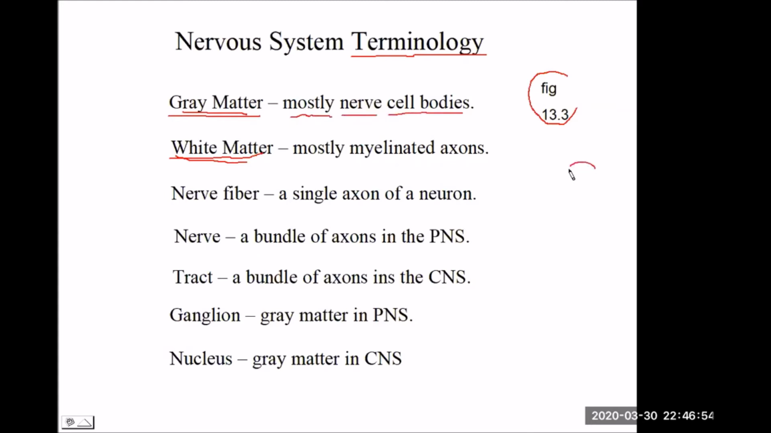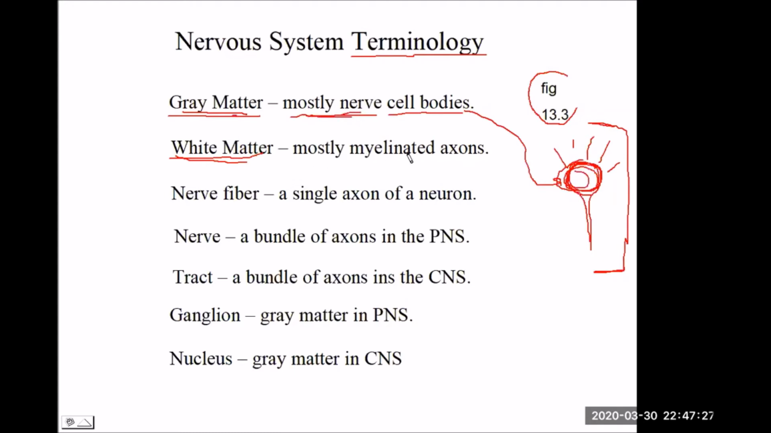So if I make a little sketch, here's my little nerve cell that I'm drawing. The cell body is this large portion right here, where I'm drawing the circle. So this entire cell is a nerve cell, this entire section, but just this circular part here is the cell body. And gray matter is just a large collection of principally nerve cell bodies.